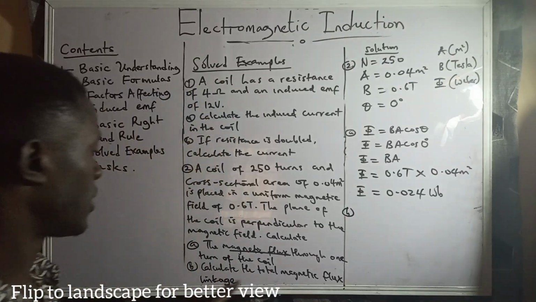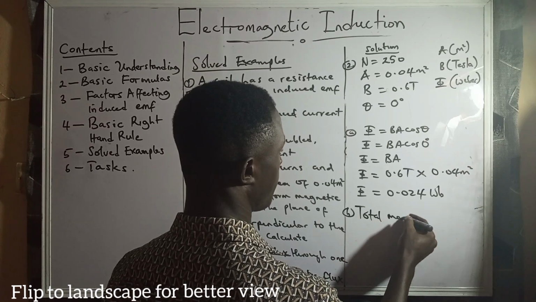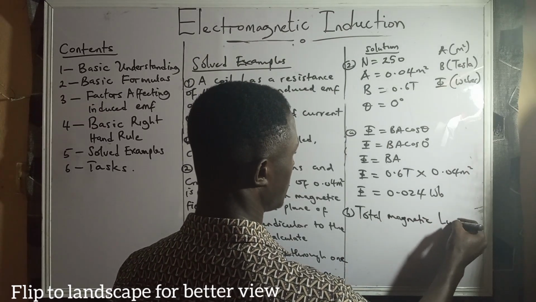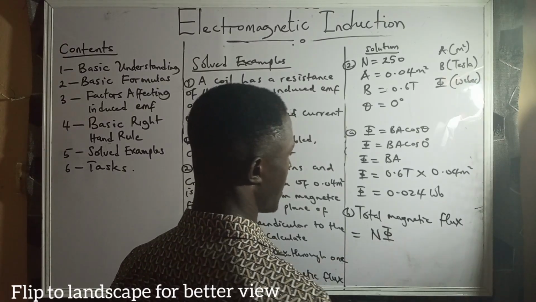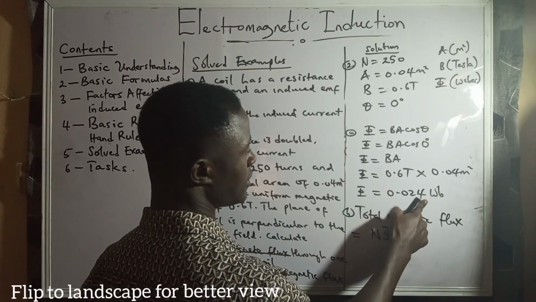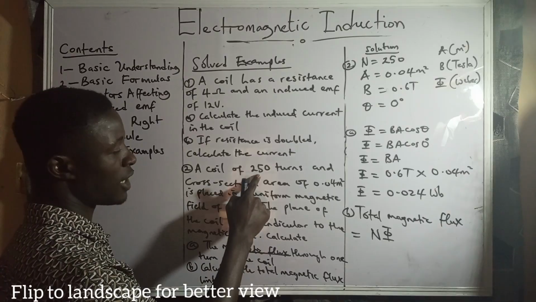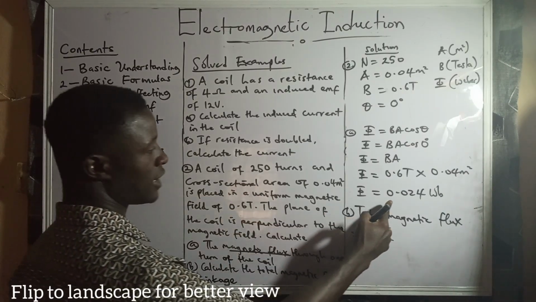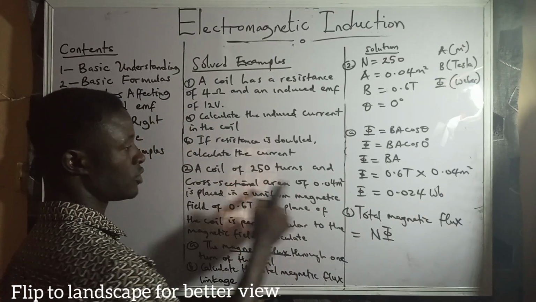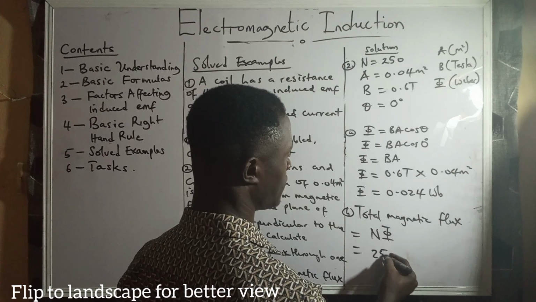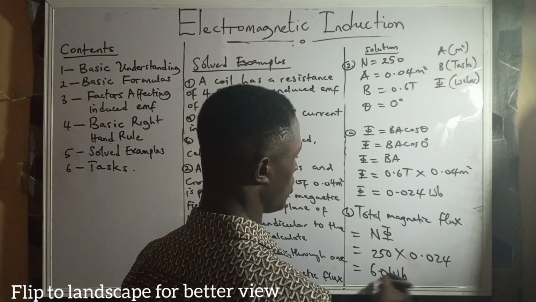B says calculate the total magnetic flux linkage. Total magnetic flux linkage is equal to N multiplied by the magnetic flux through 1 turn. Look at this, 1 turn of the coil, and we have 250 turns. So if the magnetic flux through 1 turn is 0.024, then if you want to calculate through 250 turns, just multiply this by 250. So 250 multiplied by 0.024 Weber is going to give us 6.0 Weber.